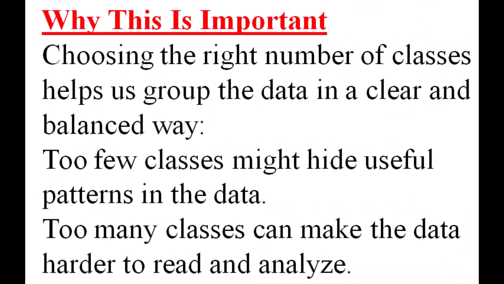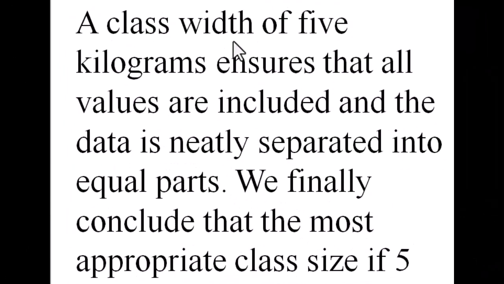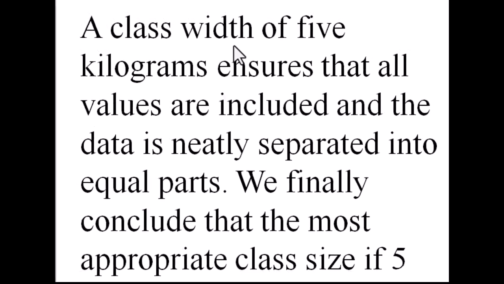Why is this important? Choosing the right number of classes helps us group the data in a clear and balanced way. Too few classes might hide useful patterns in the data. Too many classes can make the data harder to read and analyze. A class width of 5 kilograms ensures that all values are included and the data is neatly separated into equal parts. We finally conclude that the most appropriate class size is 5.